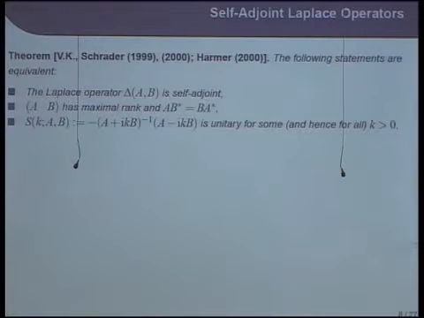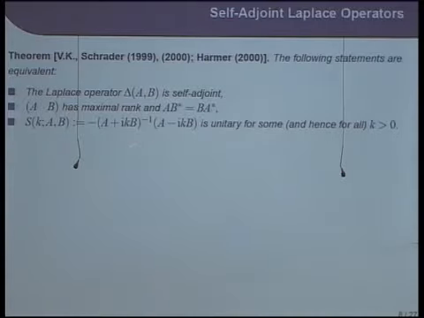So we have the following. The Laplace operator delta AB, which is a self-adjoint extension of delta 0, is self-adjoint if and only if A and B have maximal rank and A B star is self-adjoint. And there is another possibility to describe all these operators.